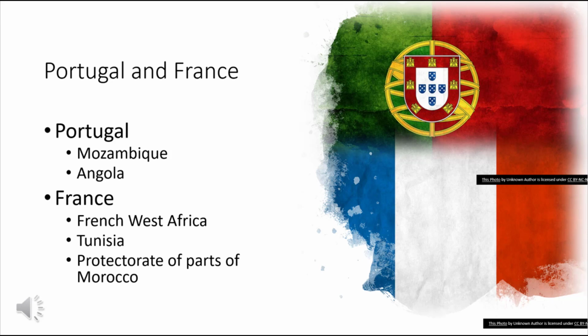Obviously, Portugal controls Mozambique and Angola. France has French West Africa, which we showed was the upper left, the northwest portion of Africa, Tunisia, and they are the protectorate of parts of Morocco. We'll be focusing, hopefully, I don't know what'll happen since we're getting delayed, but we do get to the part where a lot of French people are living in North Africa, and then they have to leave and come back to France because of what happens after World War II.